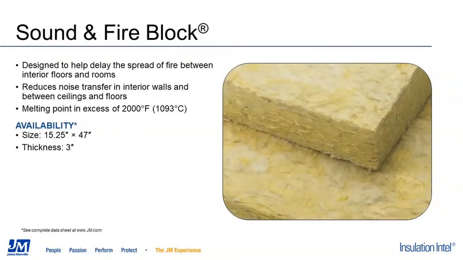Moving into the inside of the home, we have our sound and fire block. This is going to go in the interior walls of your home or in between the floor and ceiling spaces of a multi-level home. So again, mineral wool does a tremendous job at sound attenuation, but the reality is, as long as you've properly installed both a mineral wool and a fiberglass product, fiberglass is really going to perform the same from a sound perspective as mineral wool does. The human ear cannot detect a difference between the two, so it's really about fire. If you're going to install this product in your home, it's really about slowing the spread of fire from room to room and floor to floor in case of a fire event.